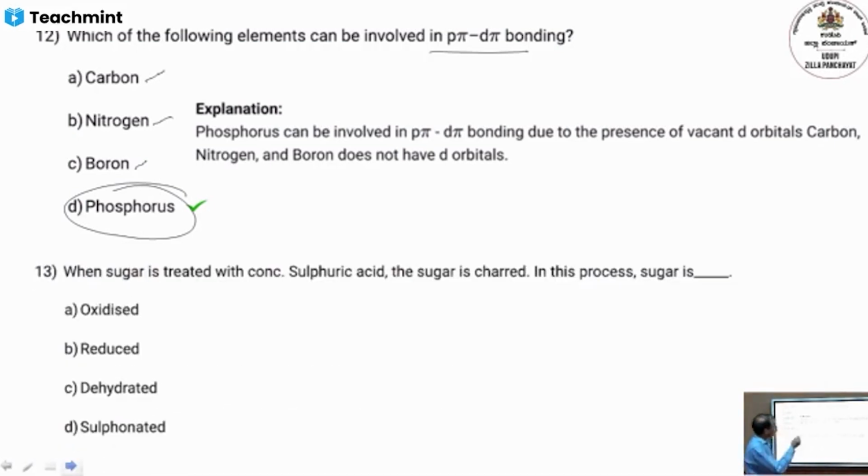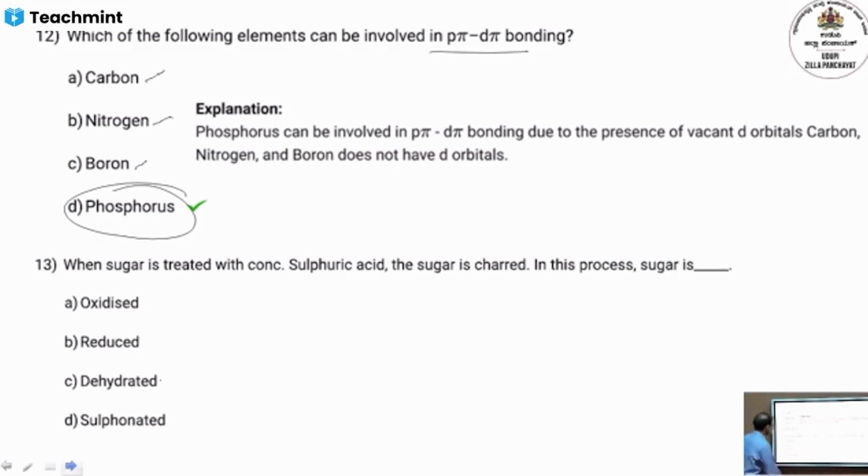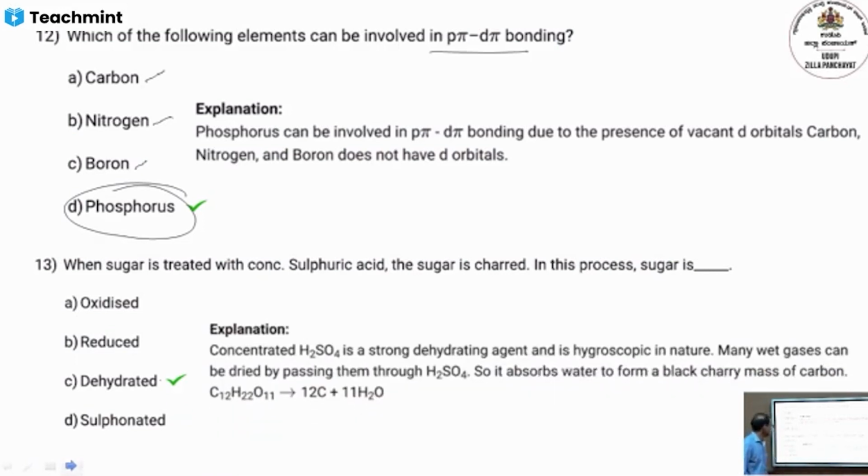When sugar is treated with concentrated sulfuric acid, the sugar is charred. I already explained this charring of the sugar. It is getting dehydrated. That is the answer. If you look into the reaction, C12H22O11 gives 12 carbon plus 11 H2O. So that's the special dehydrating property of sulfuric acid. It is hygroscopic in nature, dehydrating in nature. It has the ability even to remove the elements of water, that is hydrogen and oxygen.